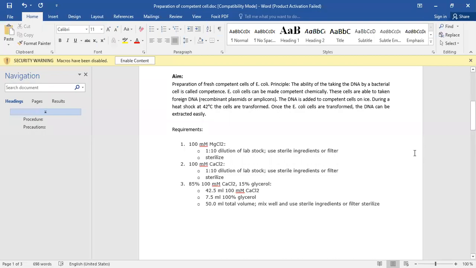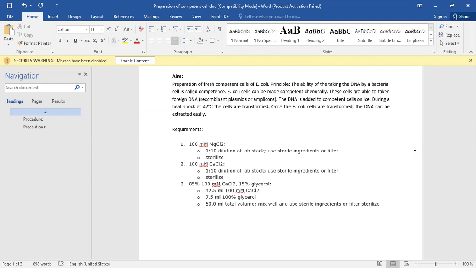Namaste students. Today I am going to discuss the topic preparation of competent E. coli cells. Competent E. coli cells, what are competent cells? Competent cells are the cells into which DNA is transferred, and by a chemical method the DNA is fixed.